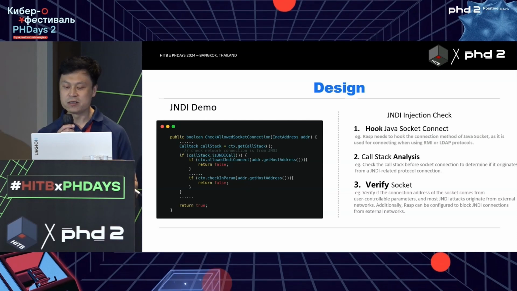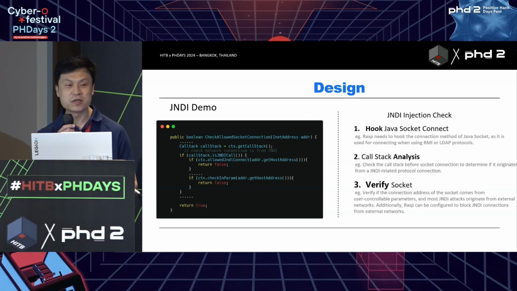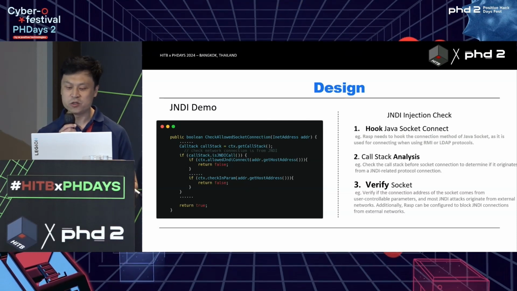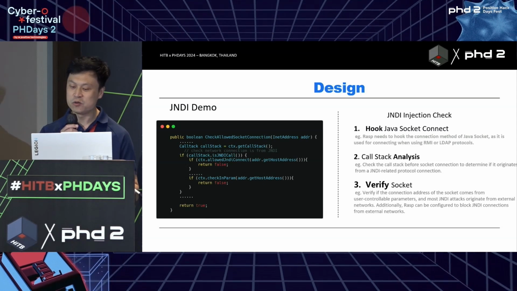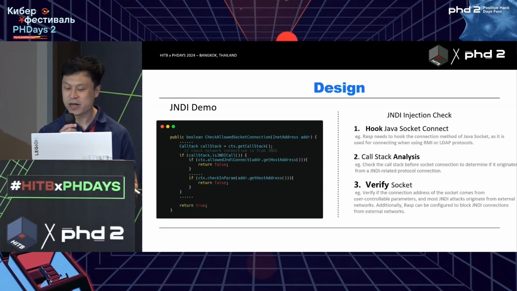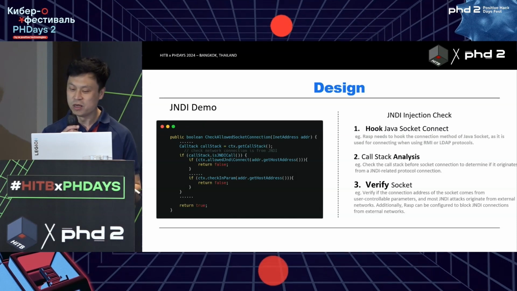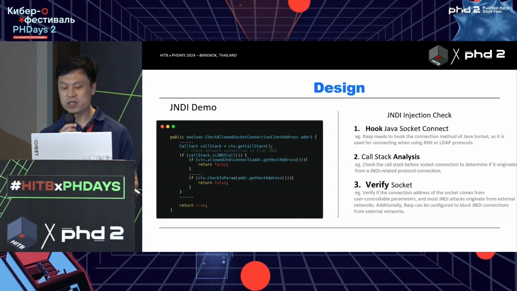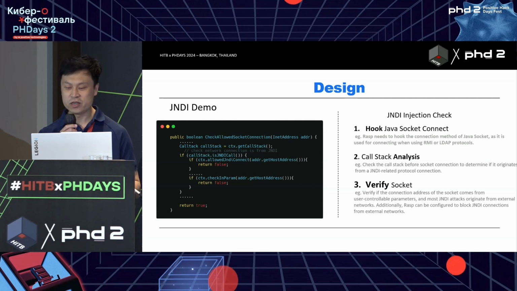Additionally, considering that our applications are typically deployed within our intranets, even if they rely on the JNDI-related APIs, we can configure RASP to intercept all the socket connections from JNDI to external servers.